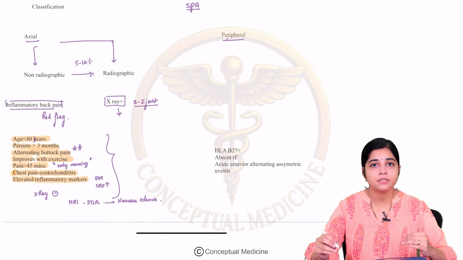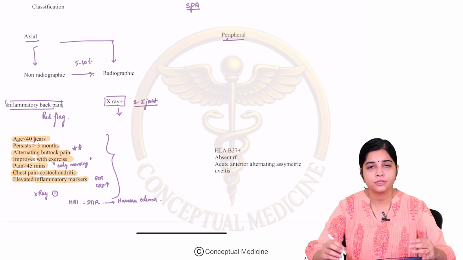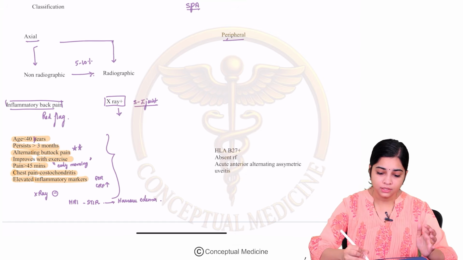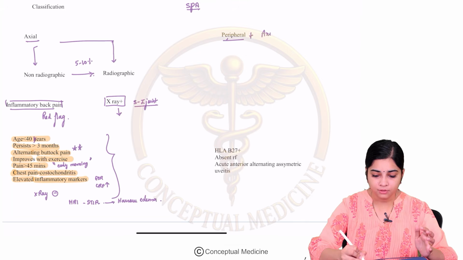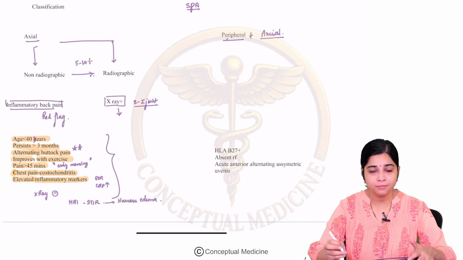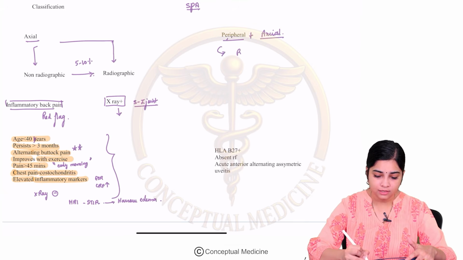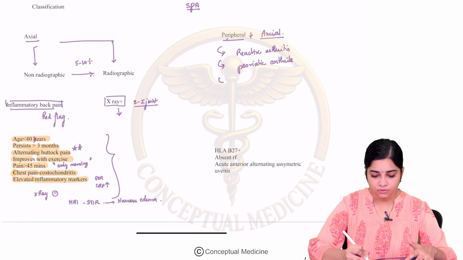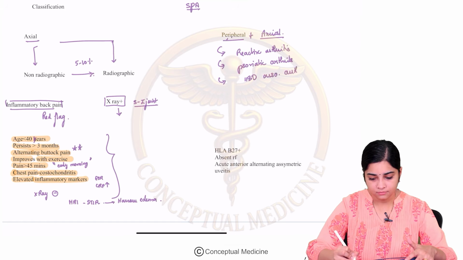Now, in peripheral spondyloarthropathy, what are the disorders which usually occur with peripheral spondyloarthropathy? So this does not mean that they do not have any axial involvement. So here you have peripheral along with some amount of axial involvement that can be present. So which are those disorders? These are your reactive arthritis, your psoriatic arthritis, and IBD-associated arthritis.